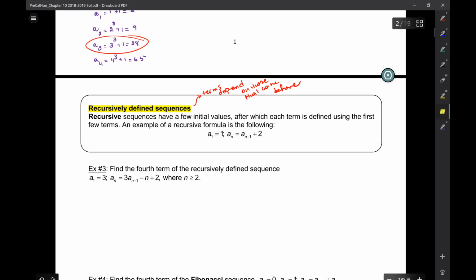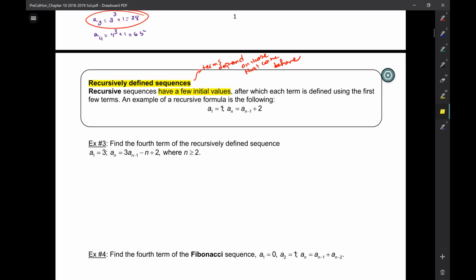To find a recursive function, we're going to have a few initial values, after which each term is defined using the first couple. So, look at an example of a recursive formula. It's a little bit more intricate, right? Look at what it gives you. It gives you the first term, a1 equals 1, okay? And then look at how the next term is defined. A sub n is equal to a sub n minus 1 plus 2.